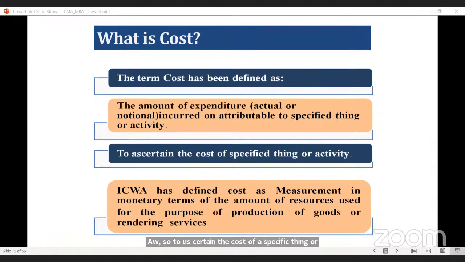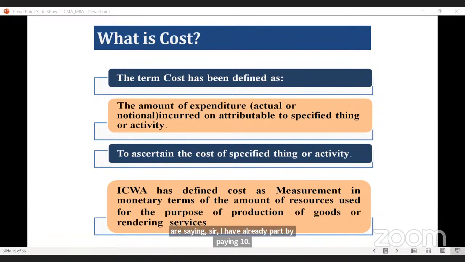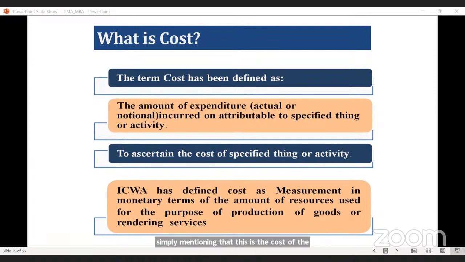To ascertain means to know the cost of a specified thing, as I have already told you. What is the cost of the pen? Simply you say, sir, I have already bought it by paying 10 rupees, so 10 rupees is my cost, or 15 rupees is my cost. So you are simply mentioning that this is the cost of the specified thing. Here the specified thing is the pen. You can take the specified activity. Specified activities in business like sales, purchase, marketing or production, acquisition of human resources. So these are the various activities. So to ascertain the cost, to know the cost of a specified thing or activities is known as cost.